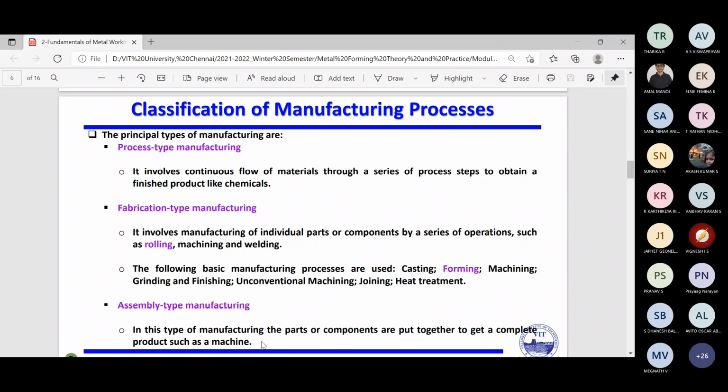And the third part is assembly type manufacturing. In this type of manufacturing, the parts or components are put together to get a complete product such as a machine. For example, nowadays some car companies, let's say, do not have any manufacturing setup here. So what we are doing is taking all the parts from outside, maybe from Germany or Sweden, but we are making the assembly here. And the moment we make the assembly, we sell from here, right? So these are the three basic manufacturing types: process type, fabrication, and assembly. Fine, is it clear?